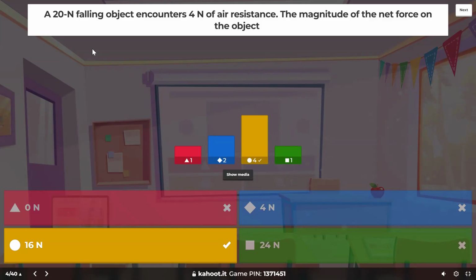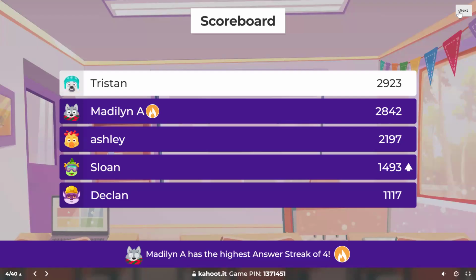Is that 8 meters per second squared? Ah, that's the acceleration. It's 8 meters per second squared. It's not pure free fall because there's some air drag. It's a little bit less. Yeah, 8 meters per second squared. So it's still speeding up. Just not pure free fall. Yeah, Declan, Sloan, Ashley, Madeline, Tristan.